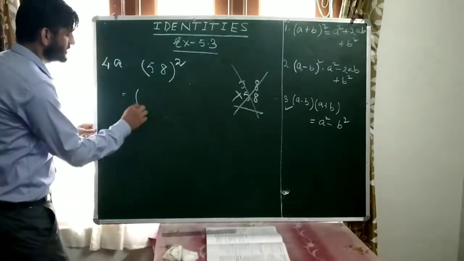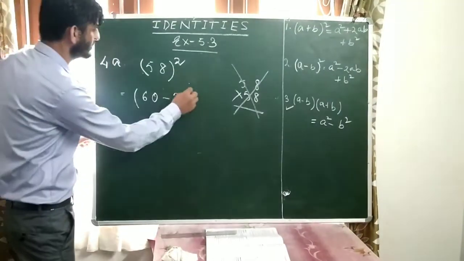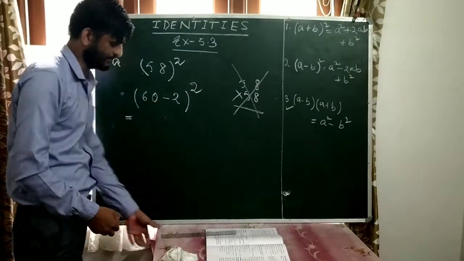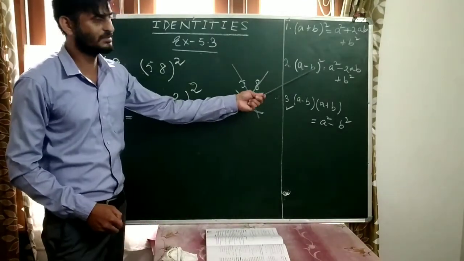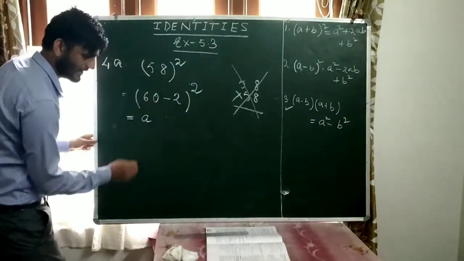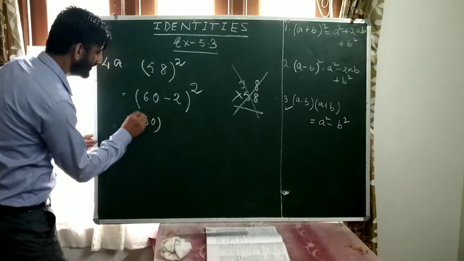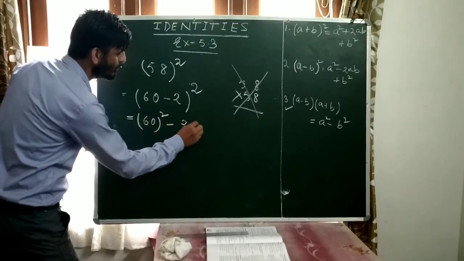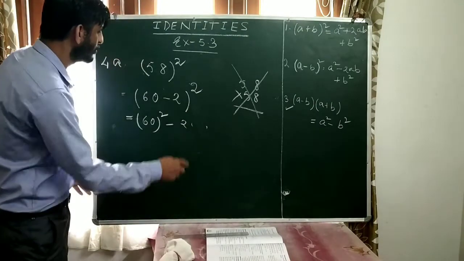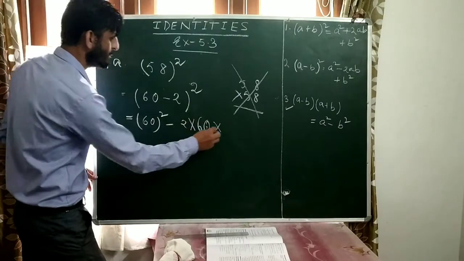It is 60 minus 2. 58 means 60 minus 2 and the whole square. Now let's see, it is 60 minus 2, that means it is (a minus b) whole square. So what is the formula? A square, in the place of a square it will be 60 square. Then minus 2ab. So in the place of 2ab what will come? 2 means 2, a means 60 and b means 2.